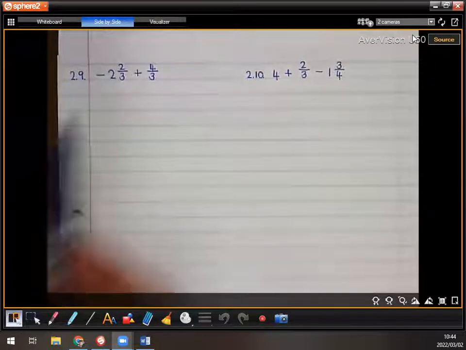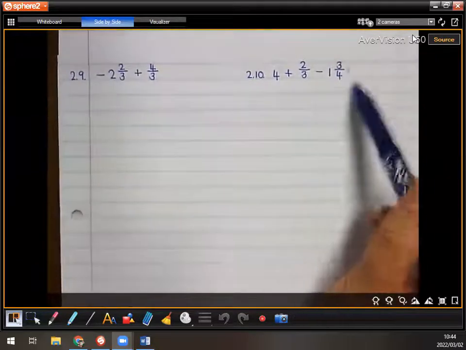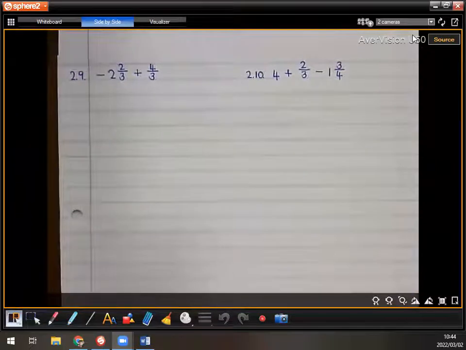So that's -2 and 2/3. You're going to change that to an improper fraction. And this one here, 1 and 3/4, you're going to change to an improper fraction. Okay, just do those two quickly. I'll give you some time.